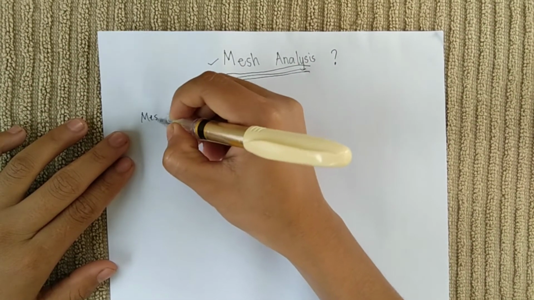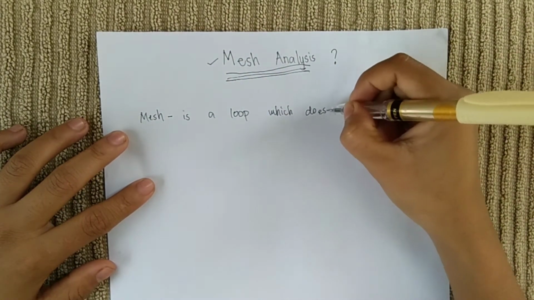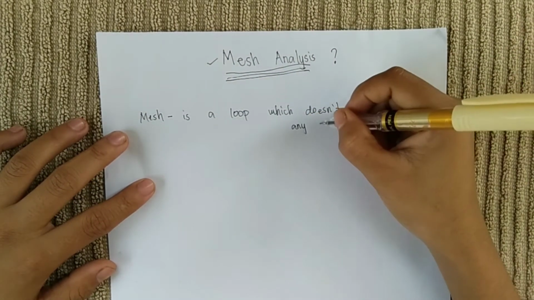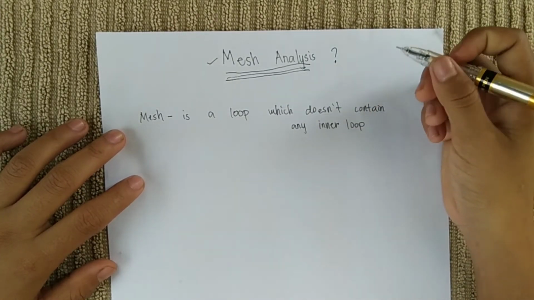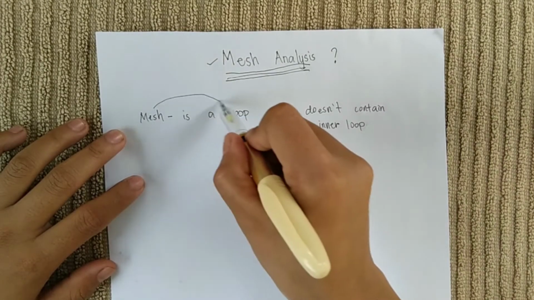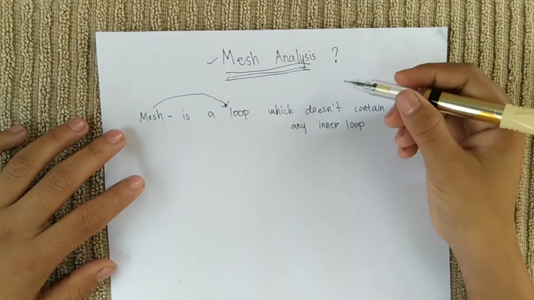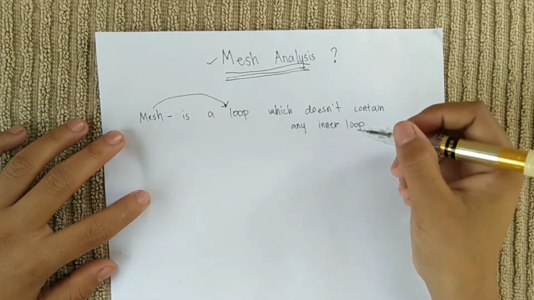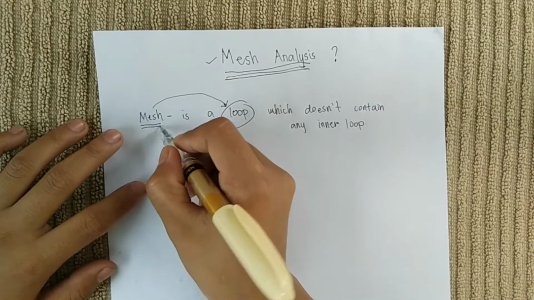So, what is mesh? Sabi nga nila, mesh is a loop which doesn't contain any inner loop. So, ang loop ay mesh rin. Ang loop is yung makikita nyo sa ilalim ng box o yung round na parang clockwise. Yun yung loop. So, mesh is a loop.